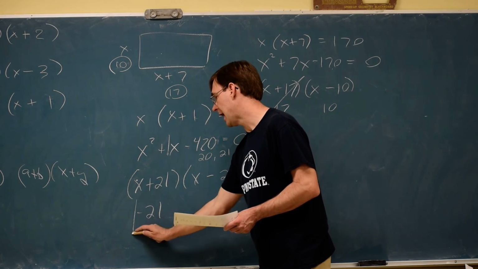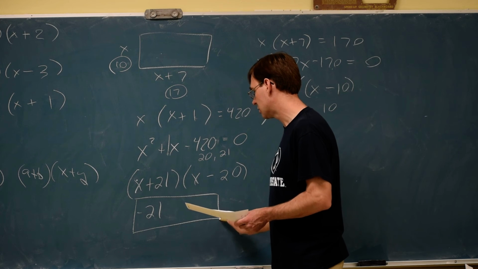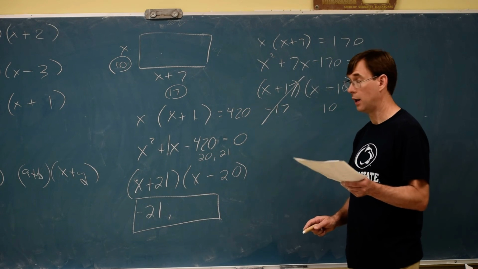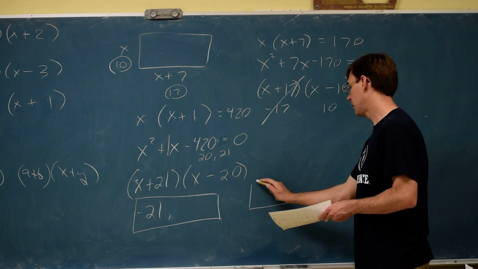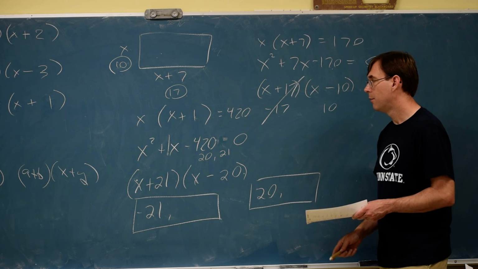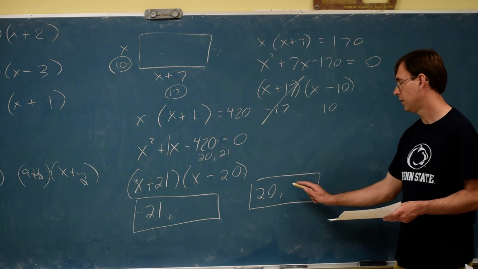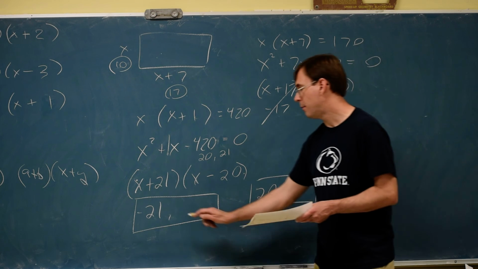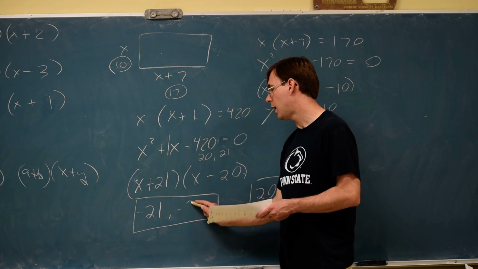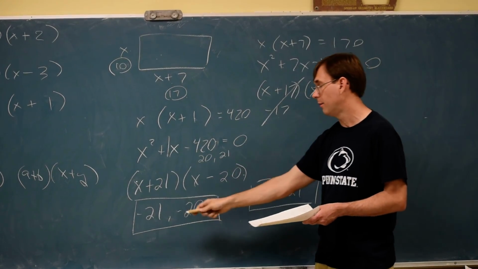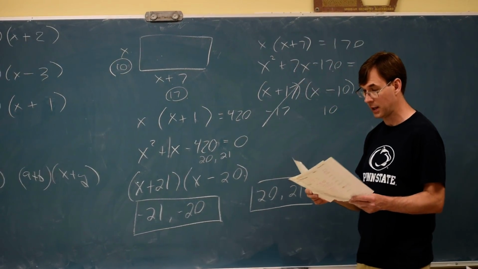This tells us that negative 21 could be an answer, and there's no reason to throw away a negative on this one. This tells me that 20 could be an answer, but we want to have a list of 2. The number next above 20 is 21. The number next above negative 21 is negative 20. Think about the number line counting up from negative 21 gets you to negative 20.